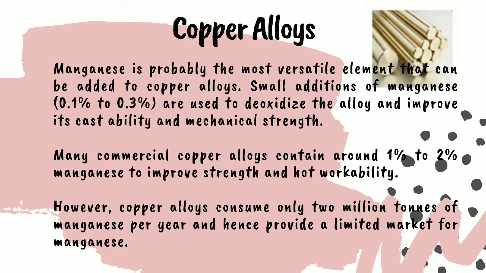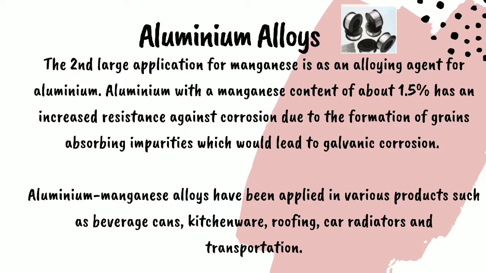Manganese is probably the most versatile element that can be added to copper alloys. Small additions around 0.1 to 0.3% are used to deoxidize the alloy and improve its castability and mechanical strength. The second large application for manganese is as an alloying agent for aluminium. Aluminium with manganese at around 1.5% has an increased resistance against corrosion. Aluminum manganese alloy has also been applied in various products such as beverage cans, kitchenware, and many more.